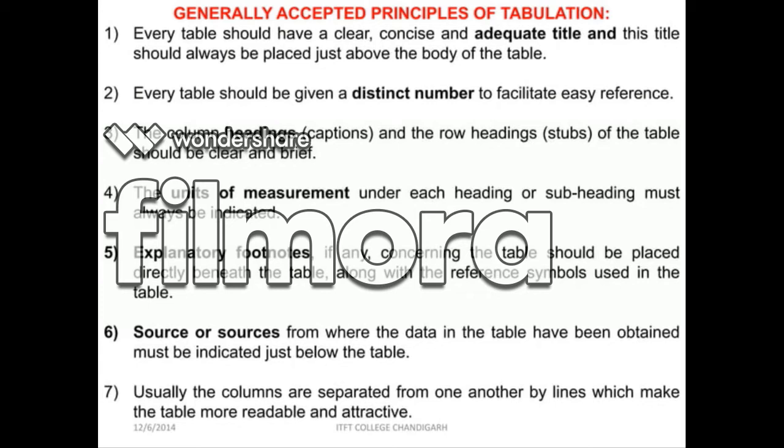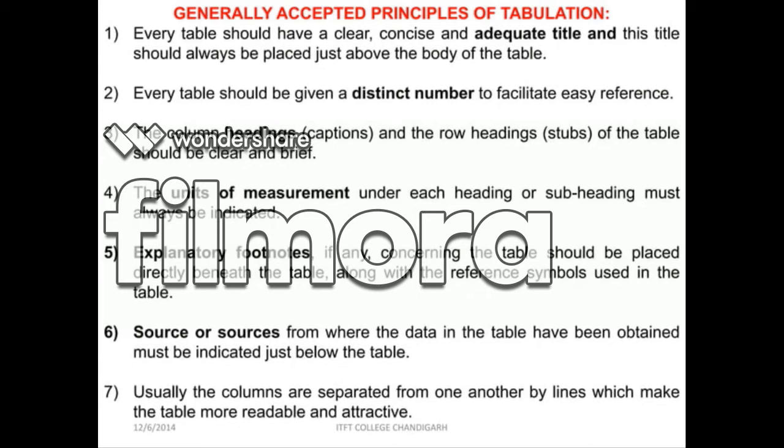The third principle is that the column headings or captions, as we call them, and the row headings or the stubs of the table should be clear and brief. Number 4, the units of measurement under each heading or subheading must always be indicated. Fifth principle, explanatory footnotes, if any, concerning the table should be placed directly beneath the table, along with the reference symbols used in the table.